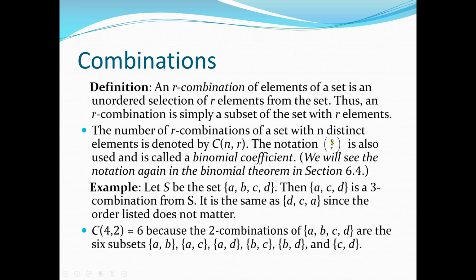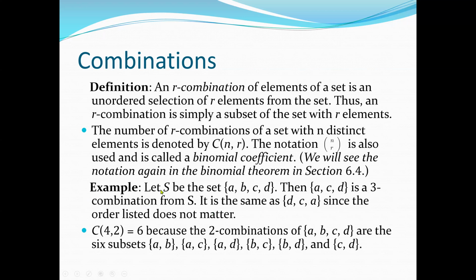Also the notation can be nCr, which is also called a binomial coefficient. We will discuss the binomial coefficient in section 6.4, which will be in our next lectures. So they gave us an example here.